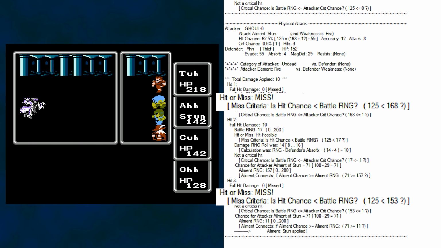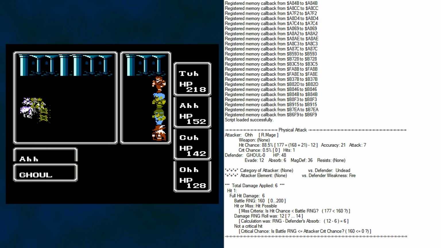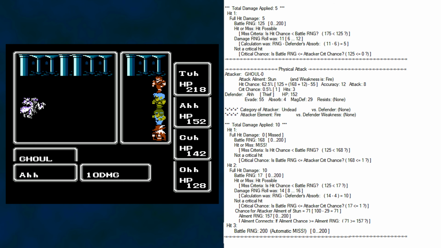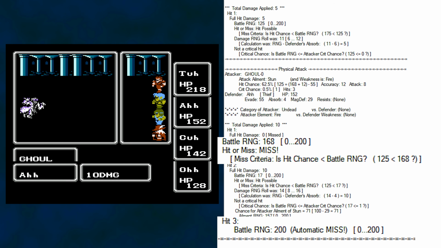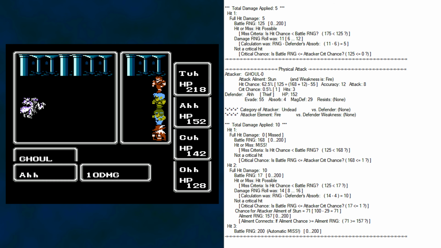Now these misses, with bugs, are thanks to comparing the battle RNG to the hit chance and determining that a miss occurred. However, if we run this instance of battle once again, but this time roll an automatic miss by forcing battle RNG to 200, the critical hit check and the ailment check are skipped. The destination in code after a miss is different for an automatic miss versus a hit chance-based miss. The automatic miss destination would seem to make more sense. The damage from hit 2 is dealt, but the ailment is not applied. Hit number 3 misses, and that's it.